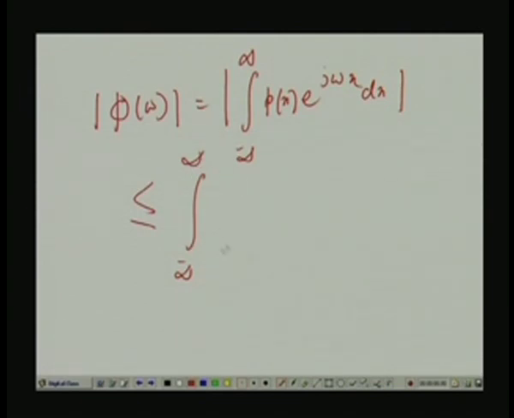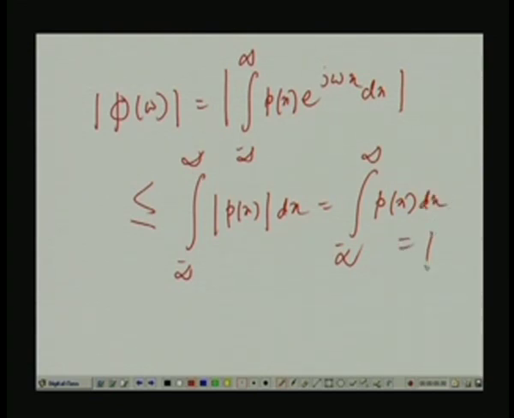Okay. So, if you apply that, the summation of individual magnitudes, p x, and the magnitude of e to the power j omega x is 1. So, it turns out to be this, and mod of p x and p x are the same, because p x is a real and non-negative valued quantity. So, this is actually the integral from minus infinity to infinity of p x dx, equal to 1. So, you see this characteristic function magnitude is upper bounded by 1, okay.